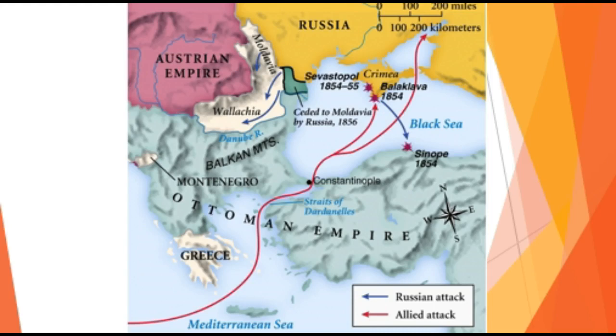This is me introducing you to the Crimean War. The Crimean War was fought from 1854 to 1856. Crimea is a peninsula that juts out into the Black Sea, and it was originally obtained by Catherine the Great in 1783. So why did a war break out with the name Crimea?